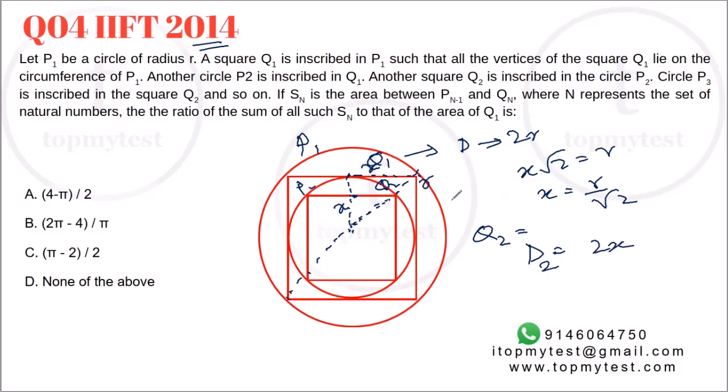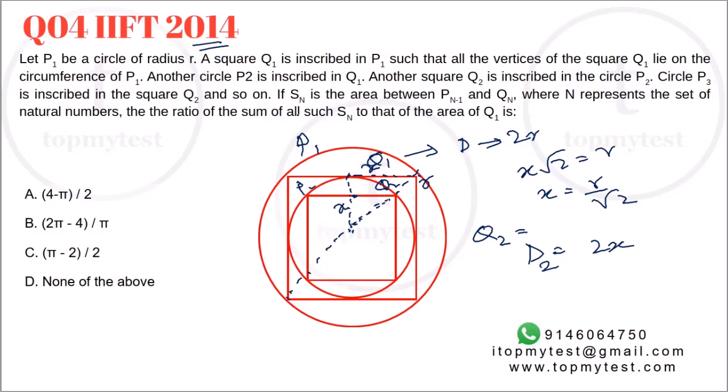So every time the value of the side keeps on dropping by root 2. The radius becomes 1 by root 2 of the original radius, and the diagonal becomes 1 by root 2 of the original diagonal. Similarly, the next circle will have 1 by root 2 of the second radius, the third diagonal will be 1 by root 2 of the second diagonal, and so on. So the dimensions drop by root 2.